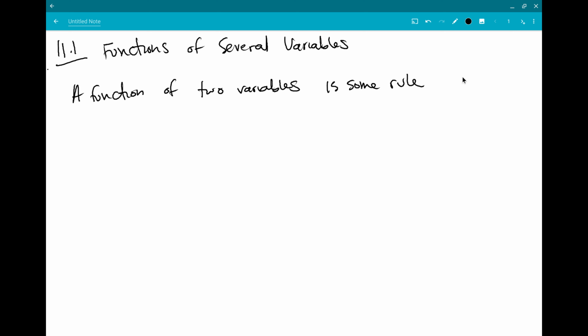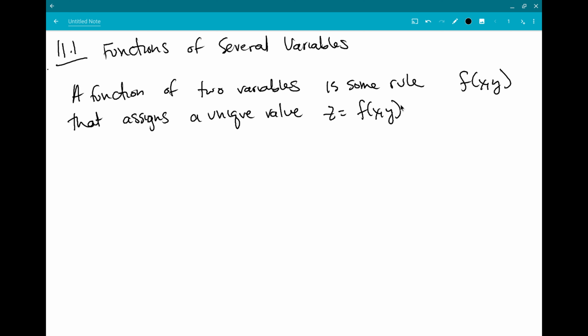And what a function of two variables is going to be is just some rule that we denote by f of x, y that assigns a unique value z to that f of x, y for every x, y in the domain of the function.